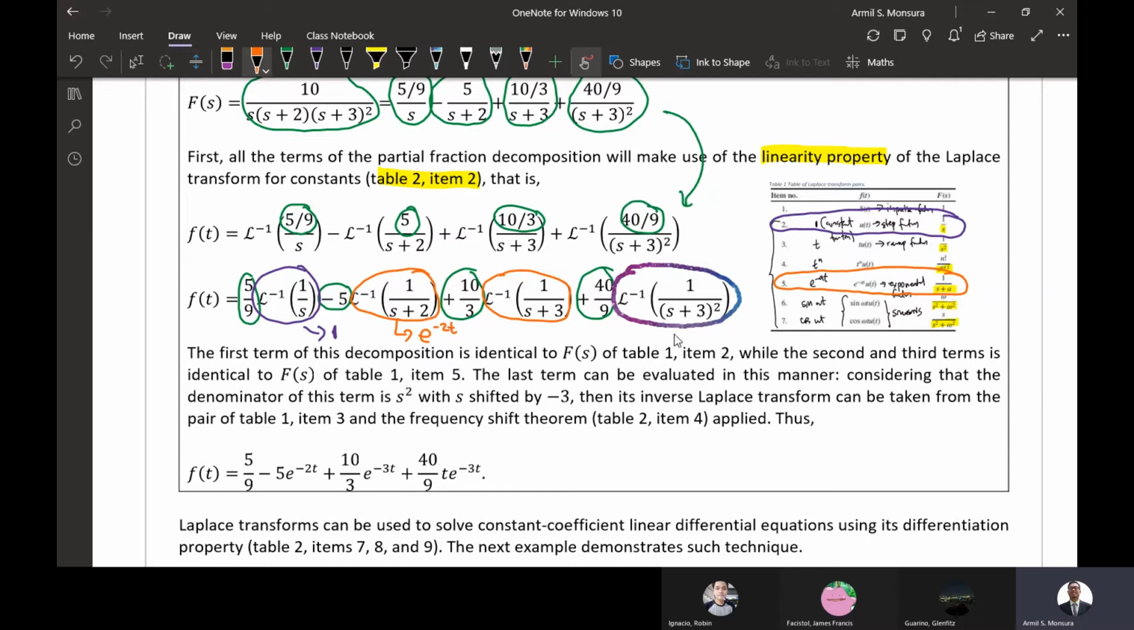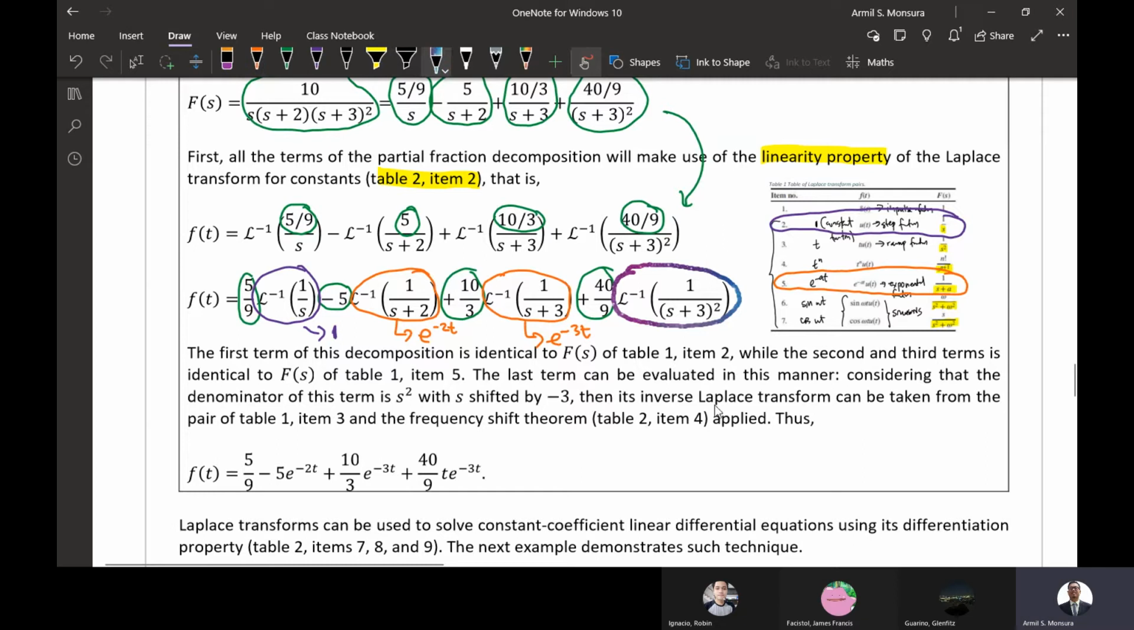Okay? Ito naman, itong isang to, okay? Since ito ay s plus 3, ang magiging inverse niyan is e raised to negative 3t. Okay? So, nakukumpleto natin yung mga inverse Laplace transform nito ngayon. Okay? Isa na lang. Itong part na lang na to.